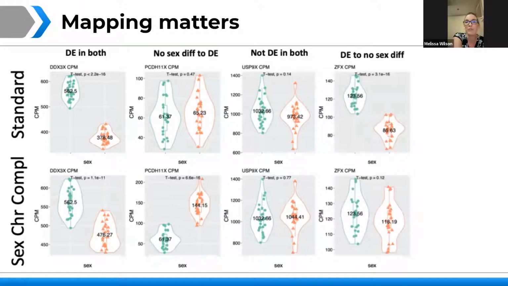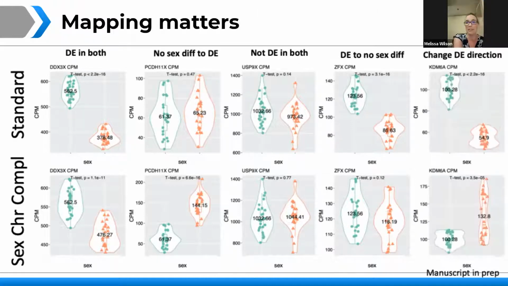Another gene where we go from being sex differently expressed to showing no sex differences in expression when you do appropriate mapping. And finally, and this one kind of blew my mind, and I just randomly pulled these genes, my favorite genes of interest. We go from having a male bias to a female bias when you appropriately map. So yes, it's a small number of genes, but it's going to have a large effect on our results. Next.